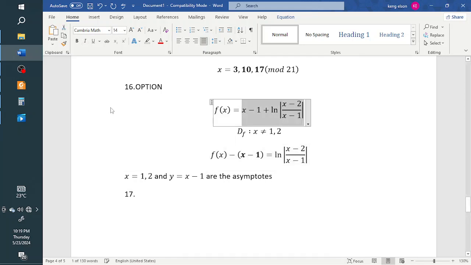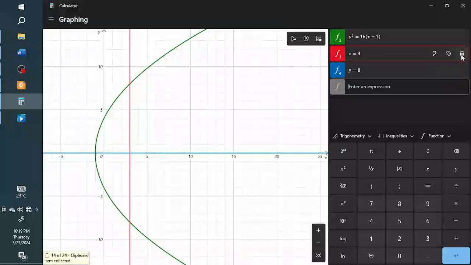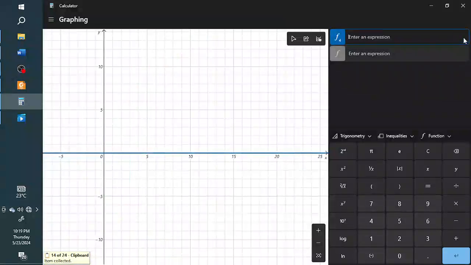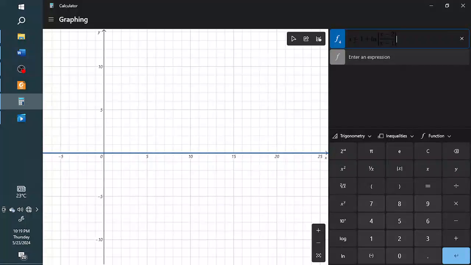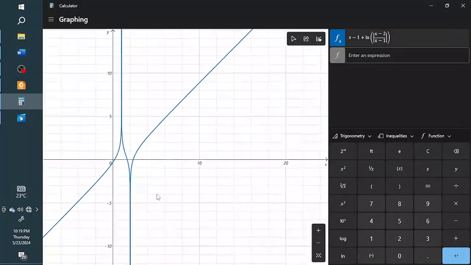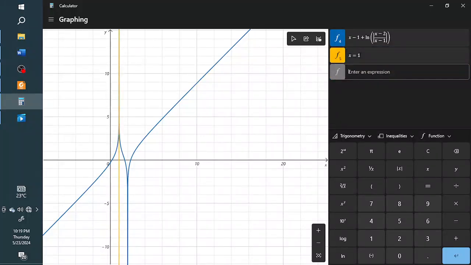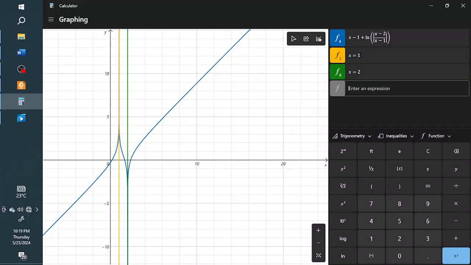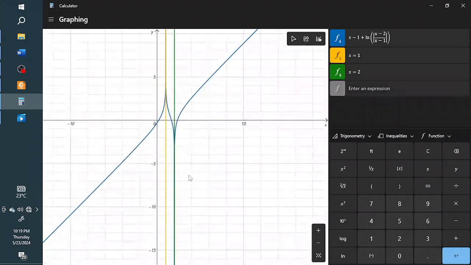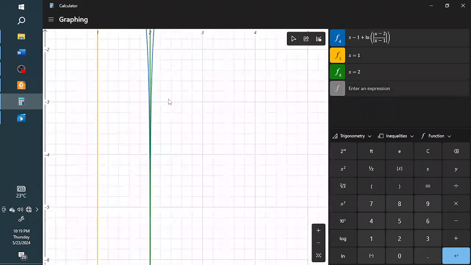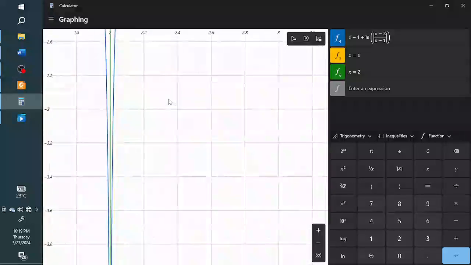Let's try to sketch and see what we have. Then we draw our asymptotes. Alright, here it is. Like we said, x equal to 1, x equal to 2. You see, these are asymptotes. If I try to expand, you realize that the graph does not touch them.